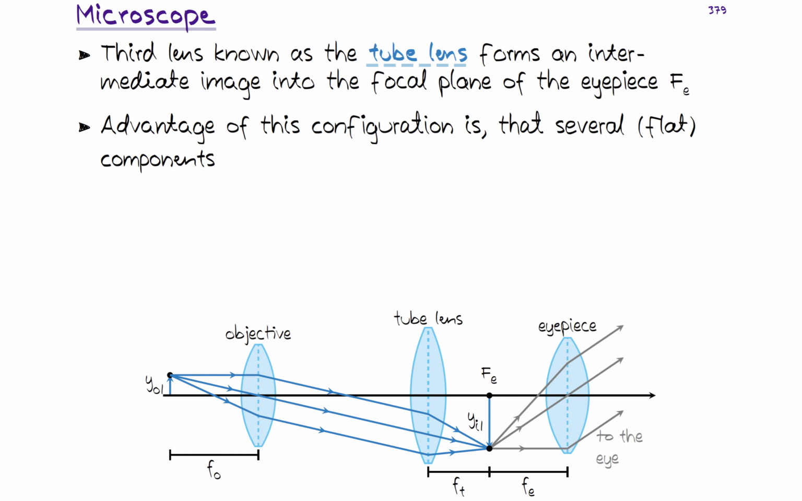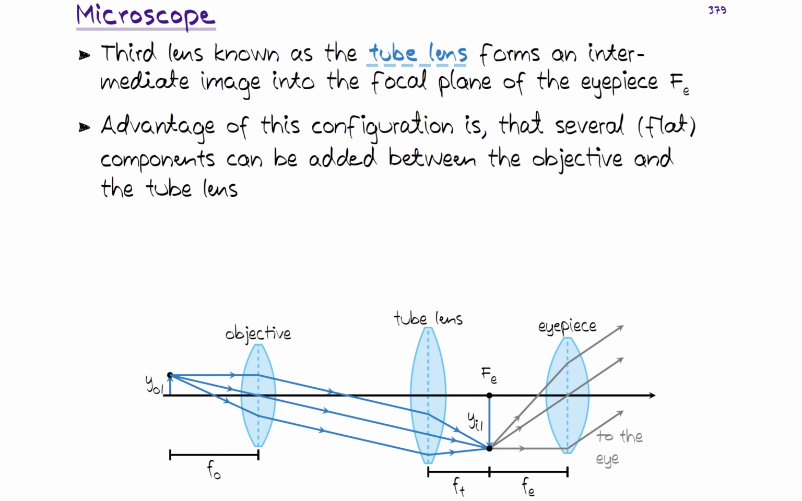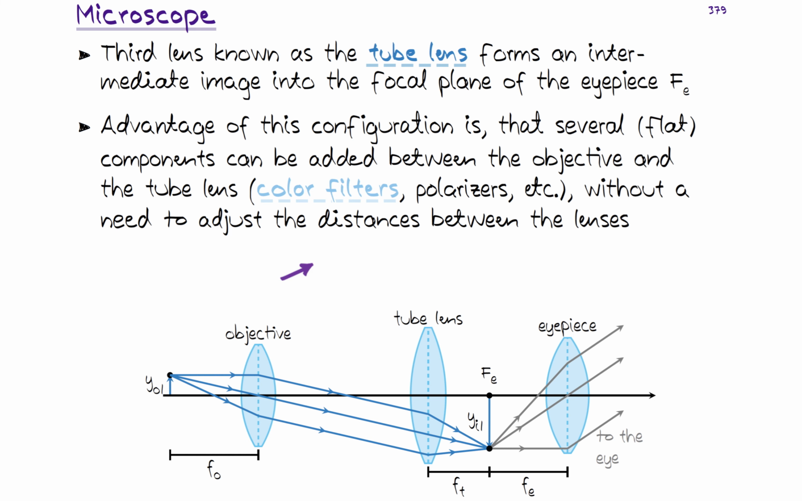The nice thing about this configuration, and this is the reason why this configuration has been developed, is that now you can actually add several optical components. Flat components, of course, are needed, and we can add them between the objective lens and the tube lens, and this does not affect the image formation. So essentially, the nice thing here is that we can put color filters, we can put polarizers here, and we are not changing the actual location where the image is formed. We may slightly change, for example, the size, slightly, not really, but at least the location will be the same, and we do not need to adjust the eyepiece accordingly.